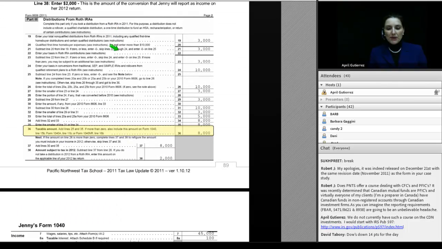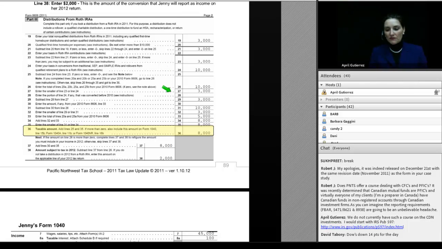So we're looking at Part 3 of page 2 of Jenny's 2011 8606. And you can see we're reporting the distribution on line 19. We're showing a basis amount on line 24 of $10,000, but technically she doesn't really have basis in it yet because none of it's been reported in income yet. So the form asks you to report how much of a basis you have in your Roth account, but then it also asks how much of that basis came from years before 2010. And in this case, none of it came from before 2010.